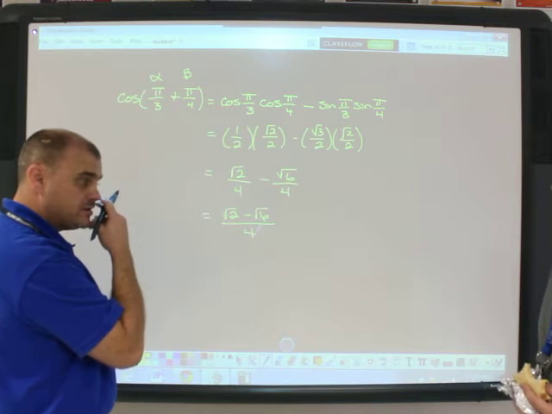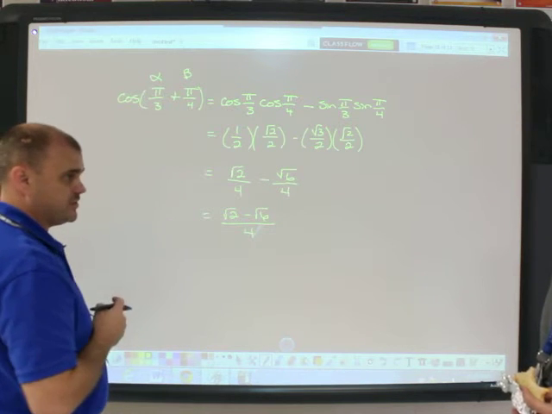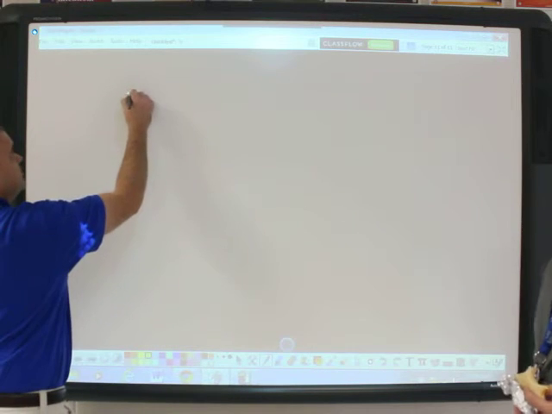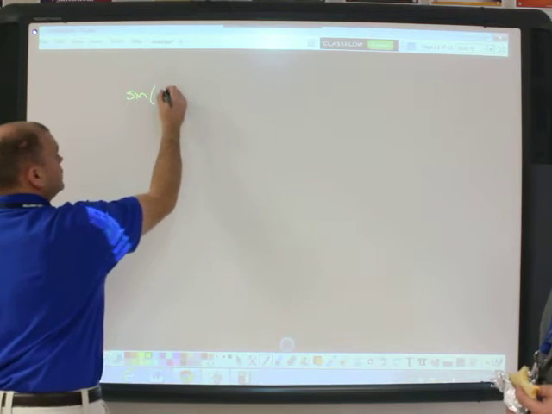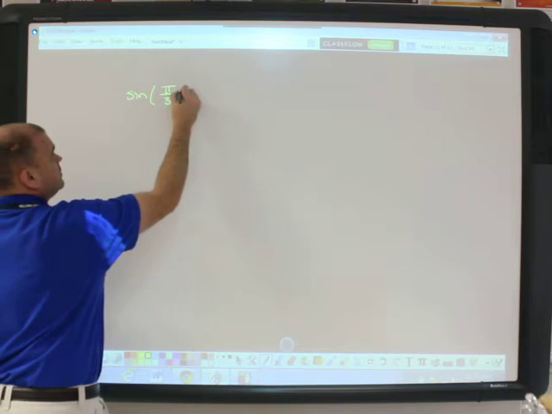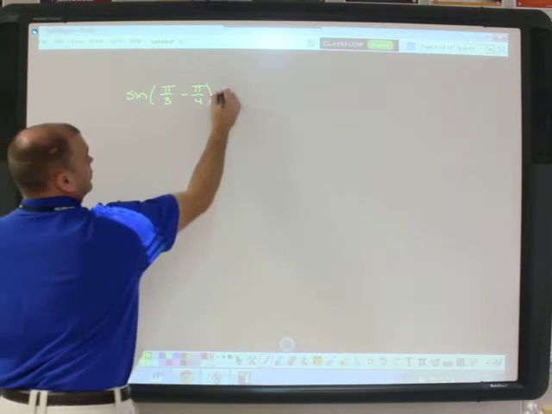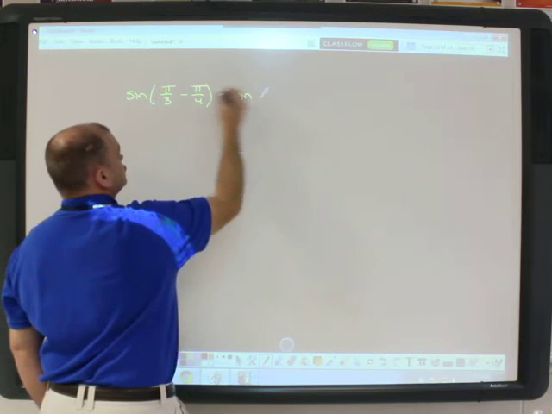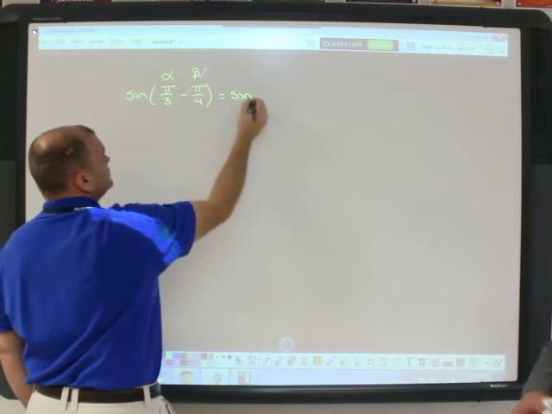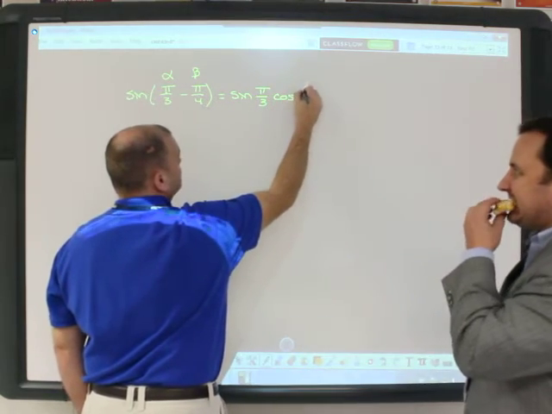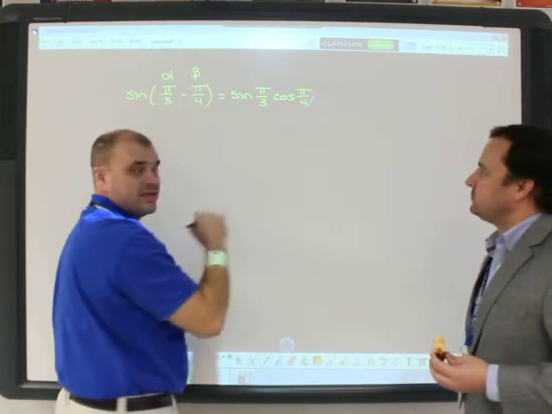So why don't we look at the sine of the difference of these two right quick. So let's find the sine of pi over 3 minus pi over 4. That would be the sine, treating this as alpha and this as beta. The sine of pi over 3 times the cosine of pi over 4. Again, applying that identity.